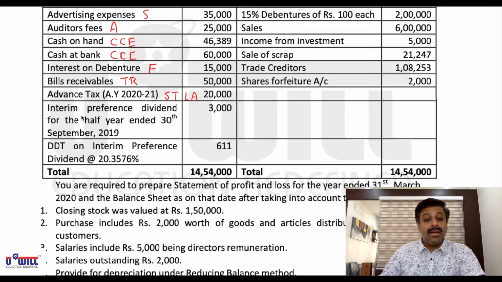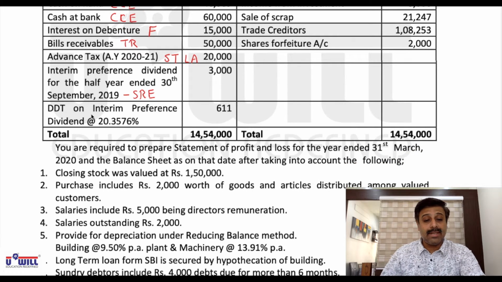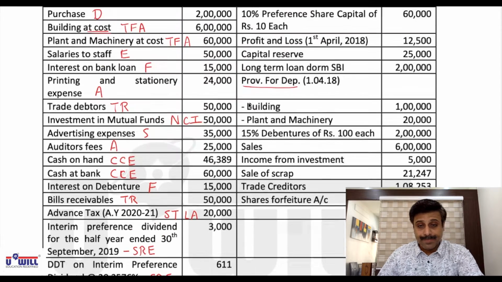Further, interim preference dividend for the half year ended 30th September 2019 will be minus in statement of retained earnings. Mark it as minus in statement of retained earnings. Interim dividend paid will come in statement of retained earnings if it is given in the trial balance. That also we have discussed earlier. DDT on interim preference dividend will also be subtracted in statement of retained earnings.